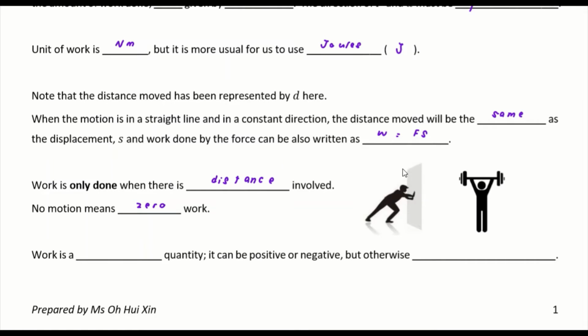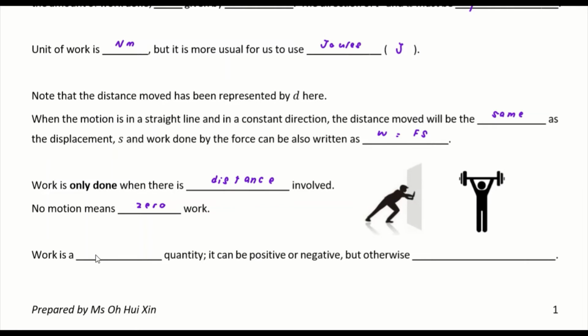Same thing when we talk about this weightlifter. We are not talking about the situation where he raises the weight from the ground to the top of his head. We only talk about him just maintaining the weight at this position. So there's no distance involved as well, which means it's zero work also, although he actually used some effort to maintain this position. But in physics, when we talk about work, it must have distance involved.